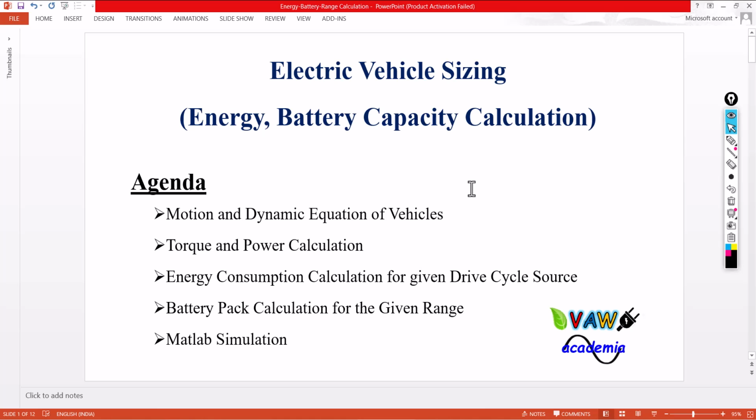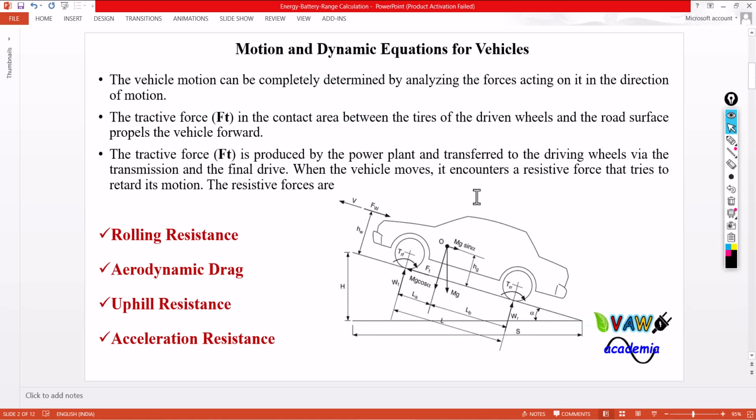pack cost. Before that, I will give you a short description of what are all the opposing forces acting on the vehicle. There are four opposing forces acting on the vehicle: rolling resistance, aerodynamic drag, uphill resistance, also called grading resistance, and acceleration resistance. Once we calculate all these four opposing forces, then you can easily calculate the total tractive force required and the power and torque required to drive the vehicle.